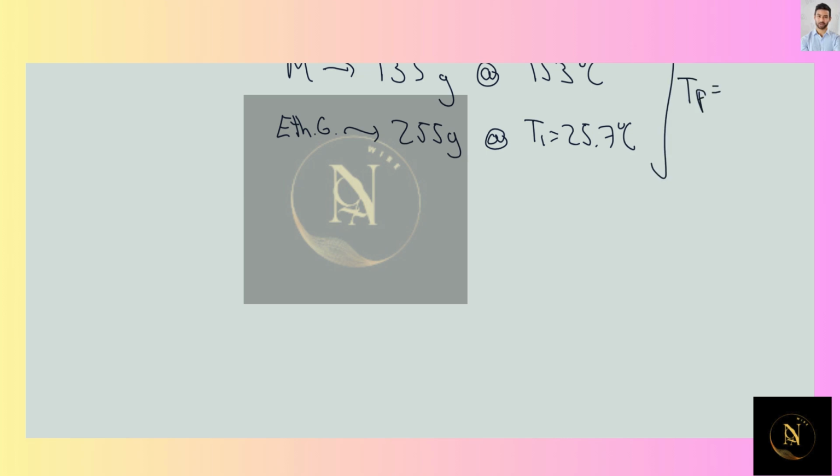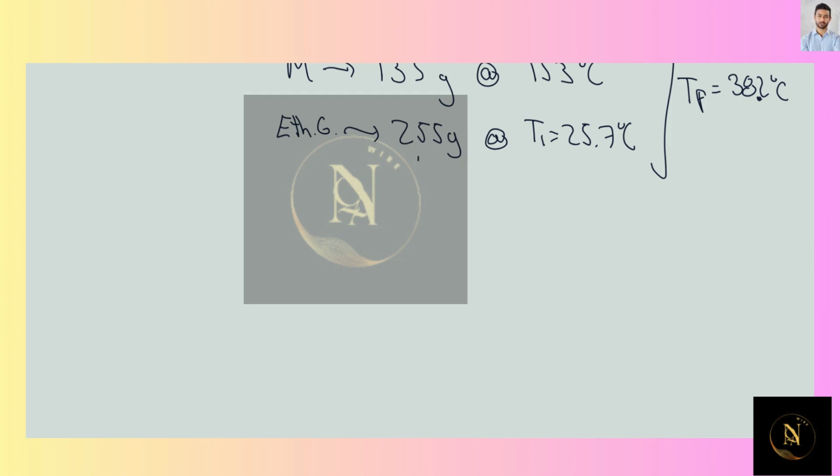Hi, so here what we're going to have is a sample of a metal of mass equal to 135 grams at initially 153 degrees Celsius that is going to be added to a sample of ethylene glycol, which we're going to abbreviate as follows, of 255 grams, which has an initial temperature of 25.7 degrees Celsius. We know that the final temperature for both of them is going to be equal to 38.2 degrees Celsius. And we want to calculate the specific heat capacity of the metal, assuming that all the heat lost by the metal is gained by the ethylene glycol.